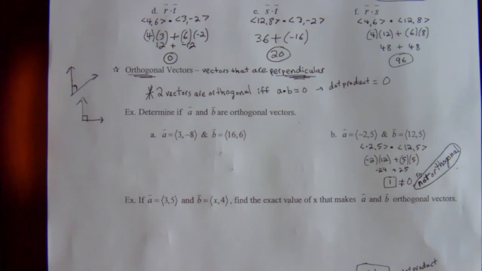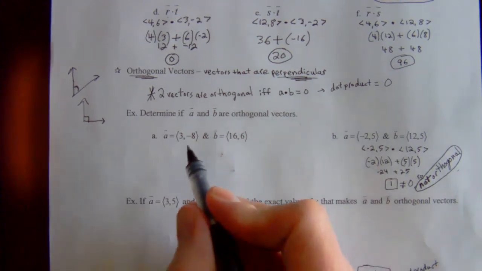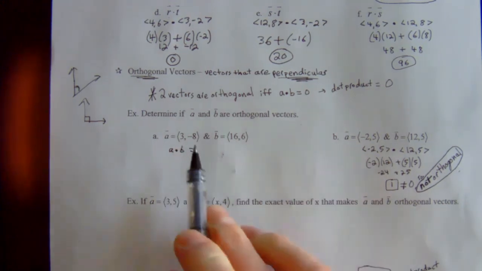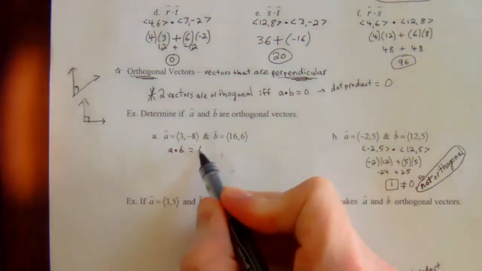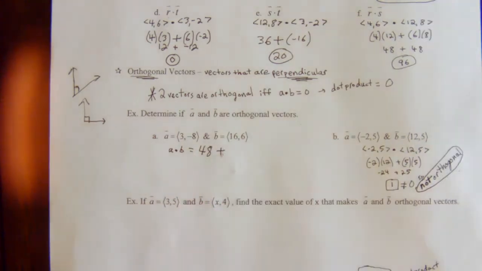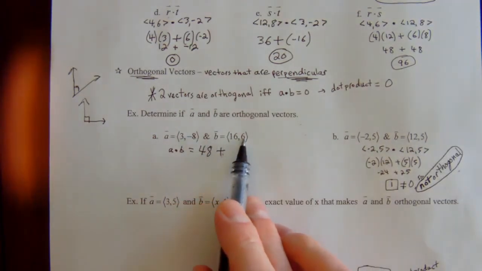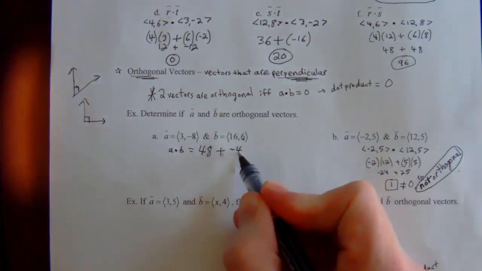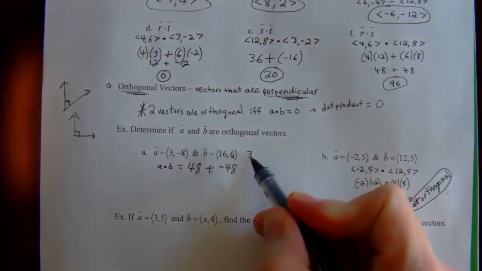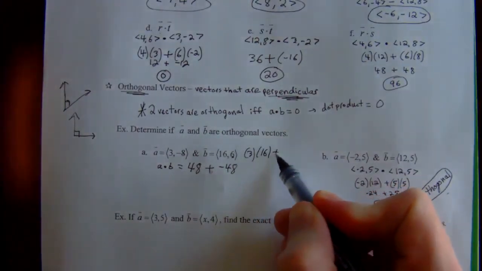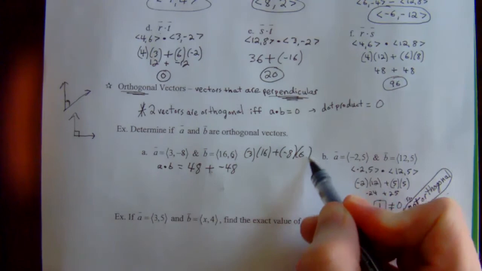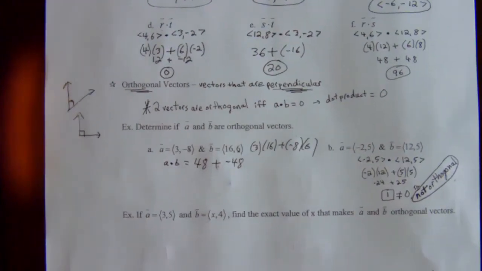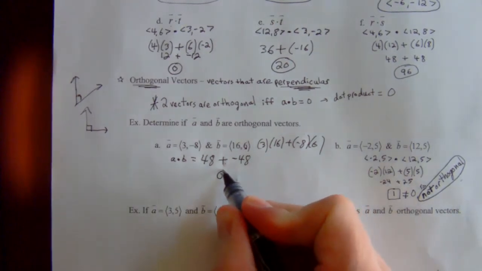Let's do one together. If I want to determine if vectors are orthogonal, I'm going to do the dot product. So I'll go A dot B. I'm going to go 3 times 16, that's going to be 48, plus negative 8 times 6, which is negative 48. So I did 3 times 16 plus negative 8 times 6. I'm doing exactly what I showed you on these 3 examples up here. Do your dot product, get a number for that. 48 plus a negative 48 gives me 0.